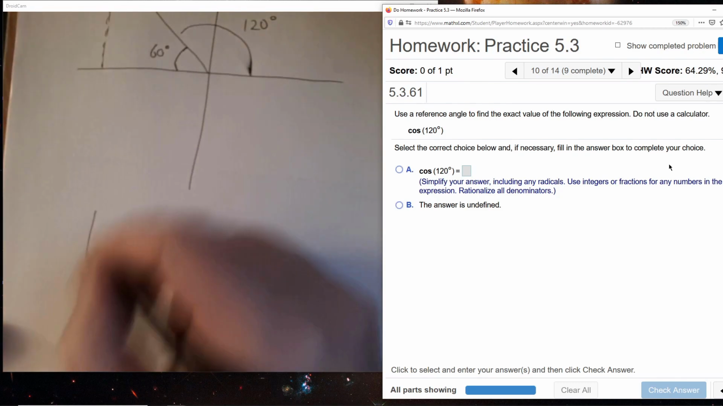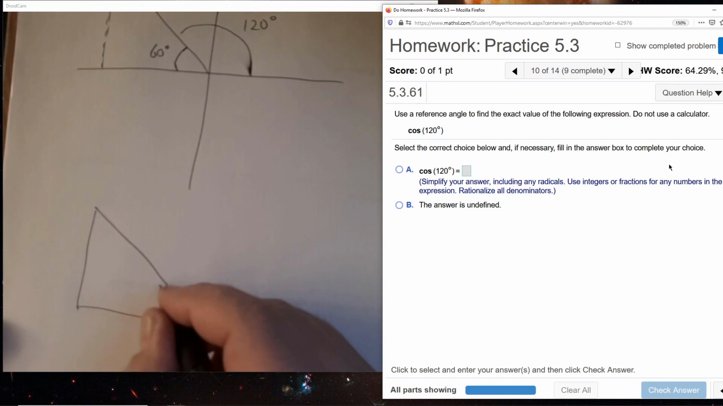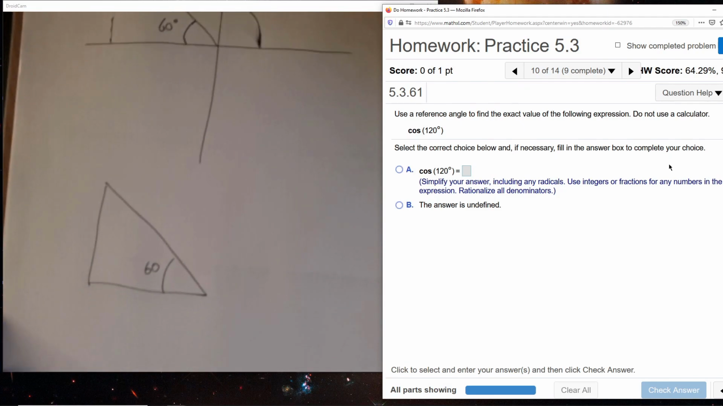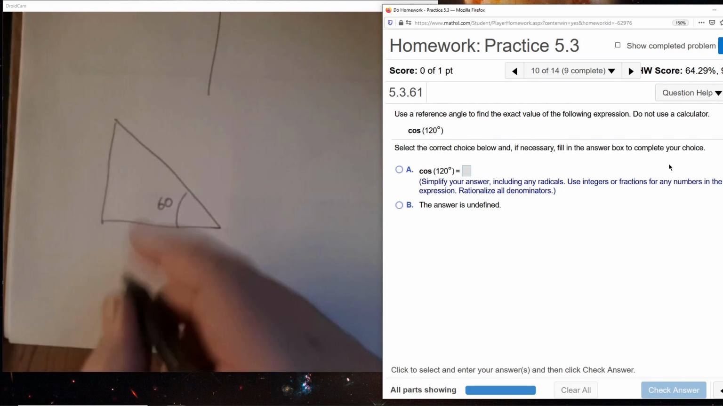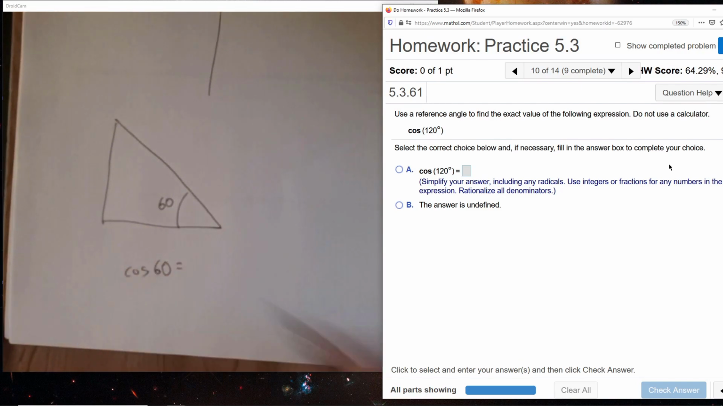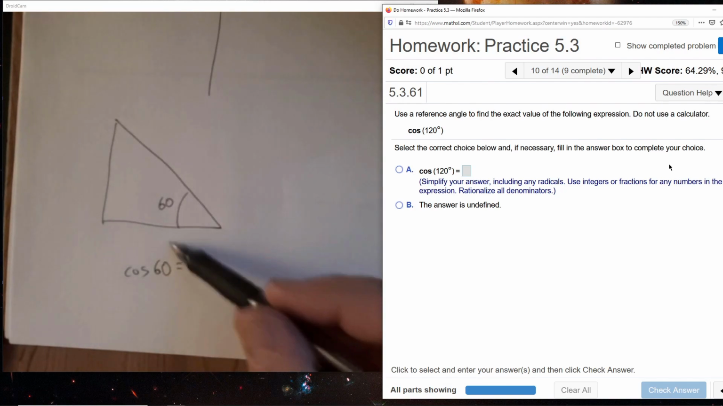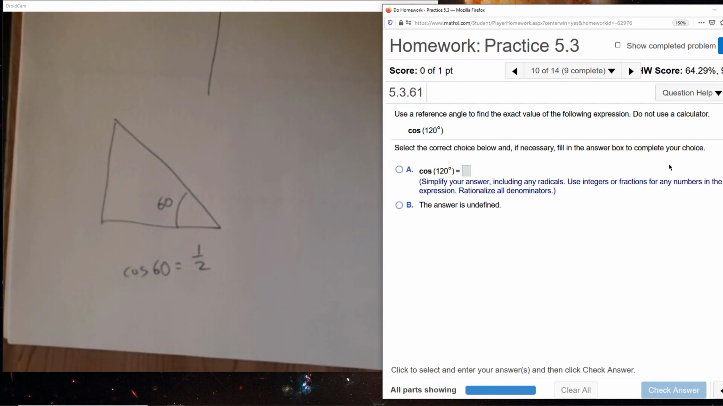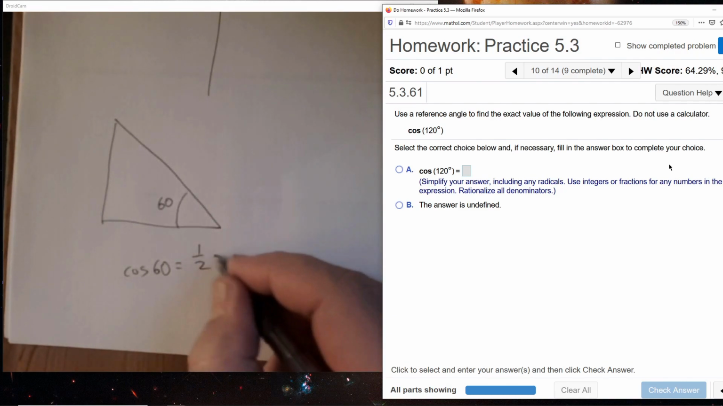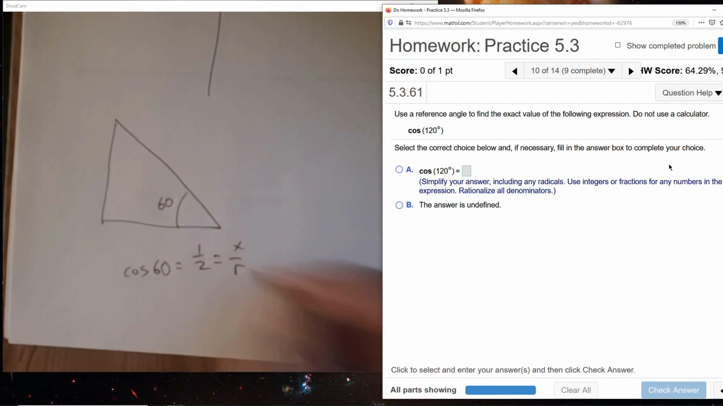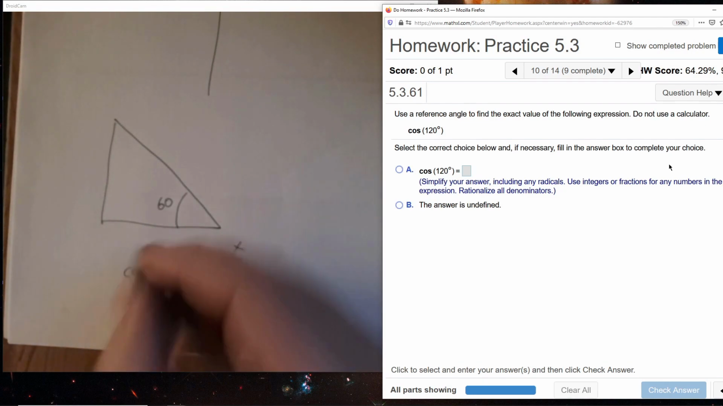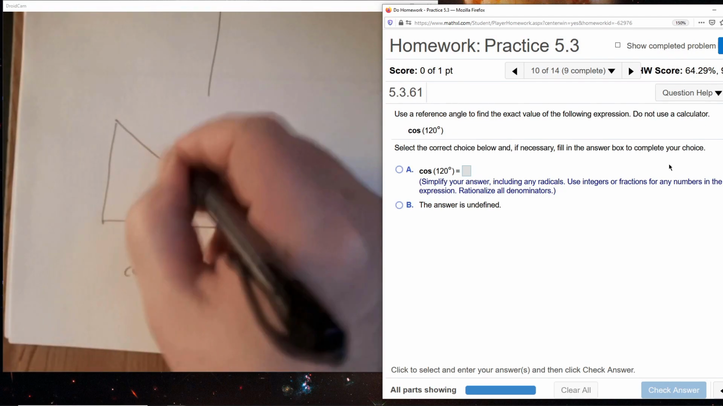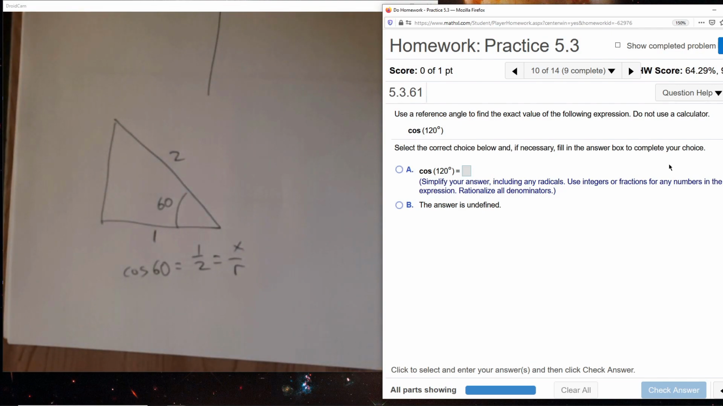So we'll just take a moment and look at this right triangle. And we're being asked about cosine. So what do we know about cosine? Cosine is the function that decreases from 0 to 90. And that puts cosine 60 at a half. Cosine is also x over r. So that means we can assign 1 to the x position and 2 to the hypotenuse.